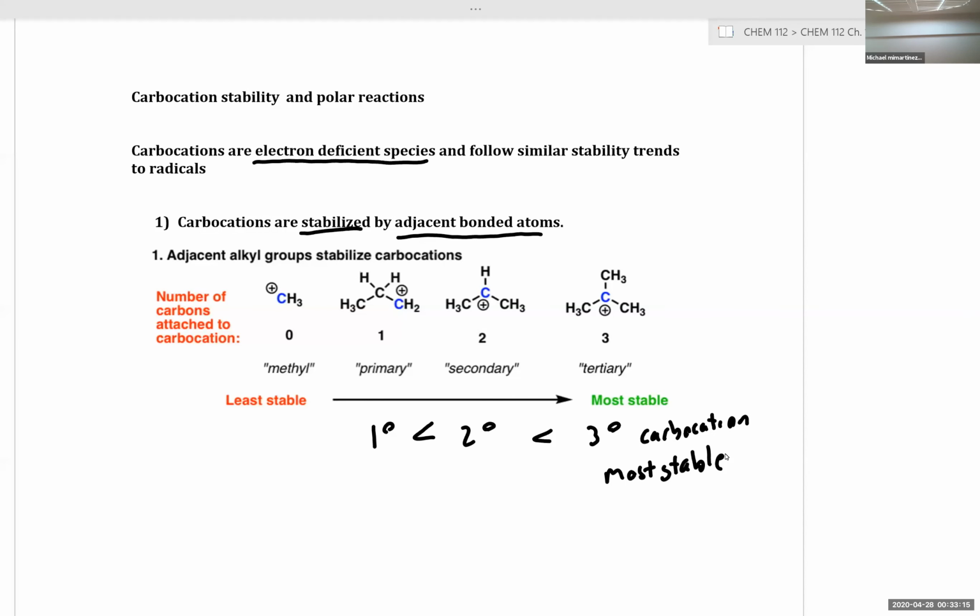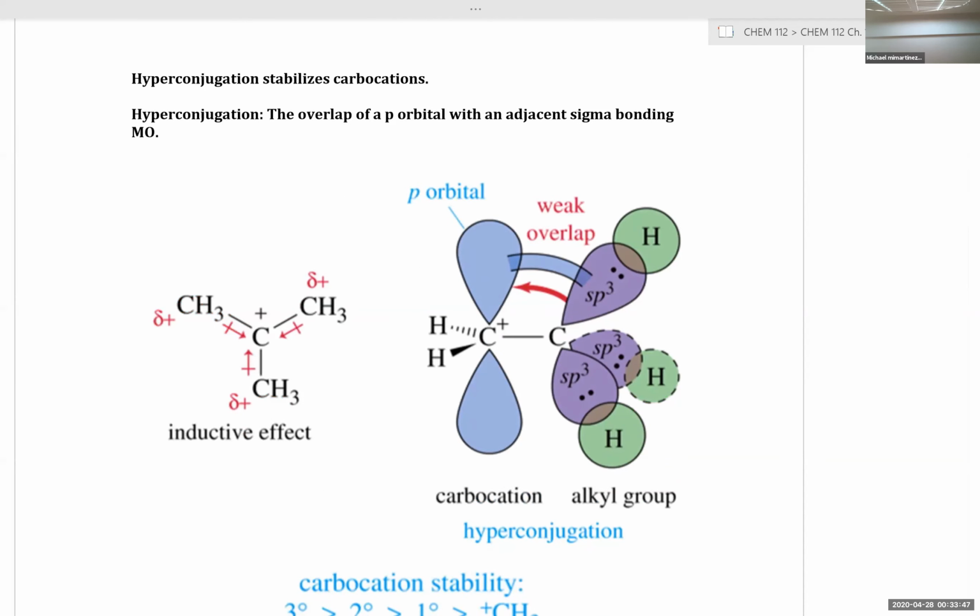Now, to help explain why carbocations are stabilized by adjacent atoms, again, we'll invoke this idea of hyperconjugation. So in hyperconjugation, we have the overlap of a p orbital with an adjacent sigma bonding molecular orbital. So adjacent to our carbocation, we have these sigma bonding MOs. So we have these sigma bonds adjacent to our carbocation.